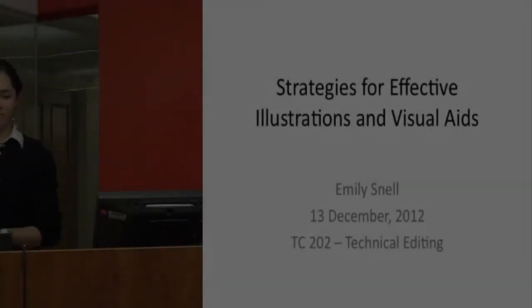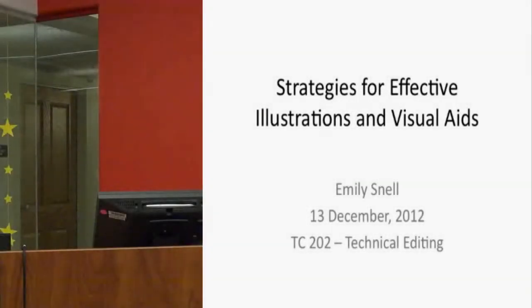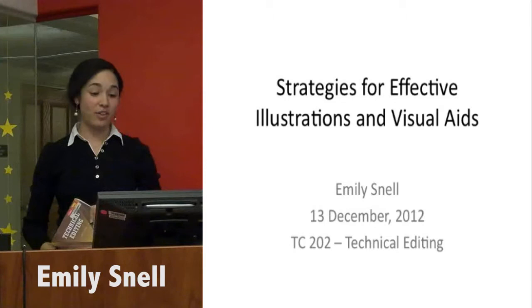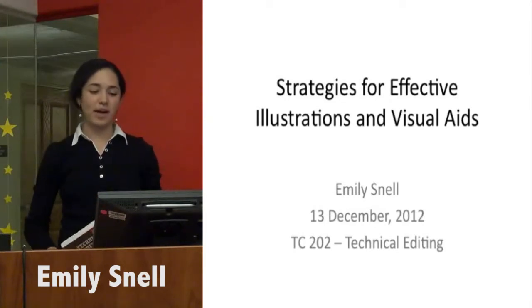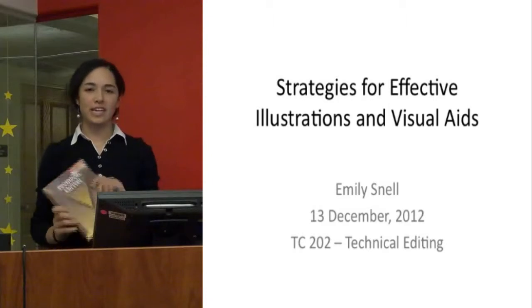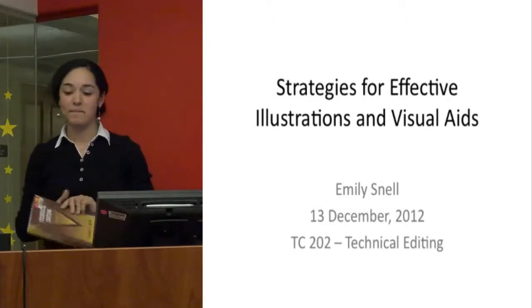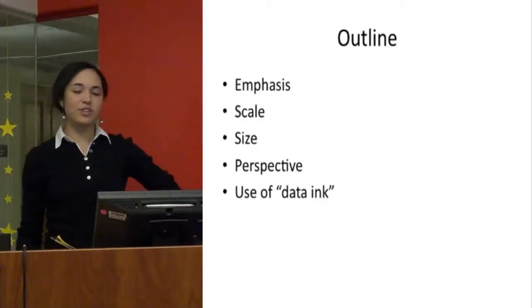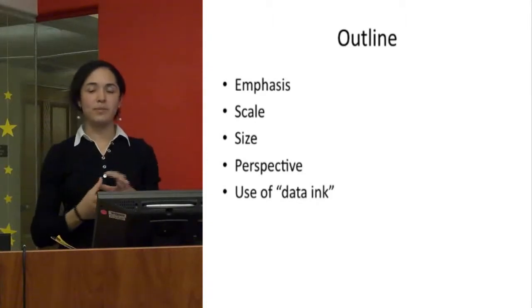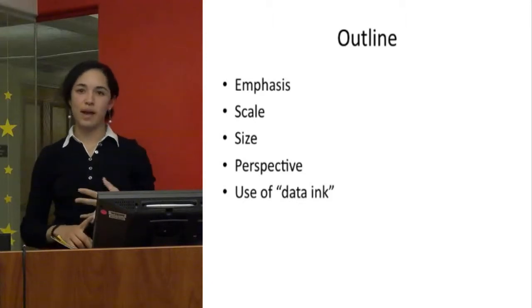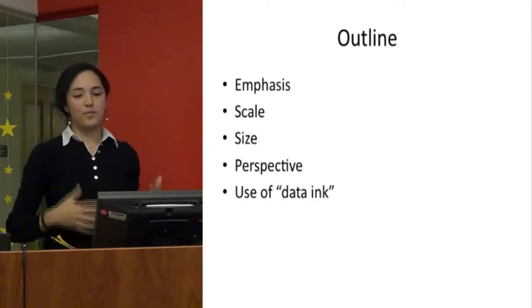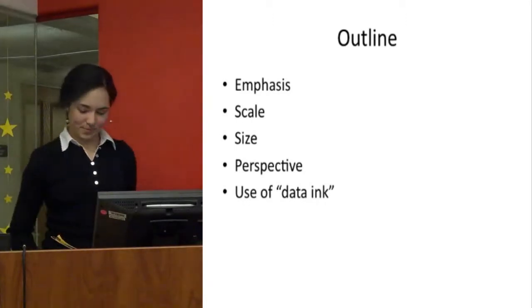So I looked at strategies for effective illustrations and other visual aids, and I mainly based my presentation off of Chapter 19 in Carolyn Rood's book Technical Editing. So here's an outline of my presentation. I'm first going to look at how to manipulate emphasis in your visual aids, and then we're going to look at how scale, size, perspective, and the concept of data ink influence how your visual aids are perceived.